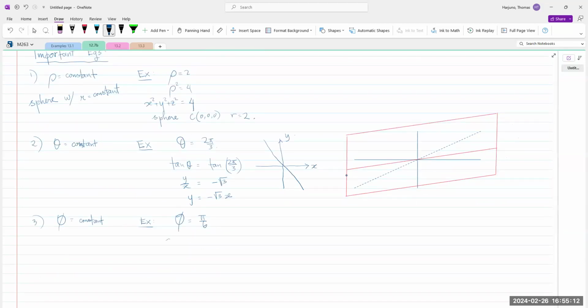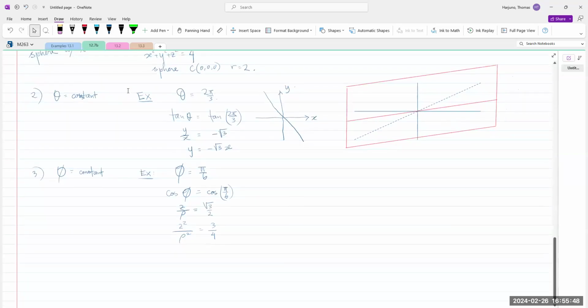then notice that cosine phi equals cosine pi over 6, and cosine phi is z over rho, right? And the right-hand side, what is cosine pi over 6? Radical 3 over 2. If I square both sides, I get z squared over rho squared equals 3/4.